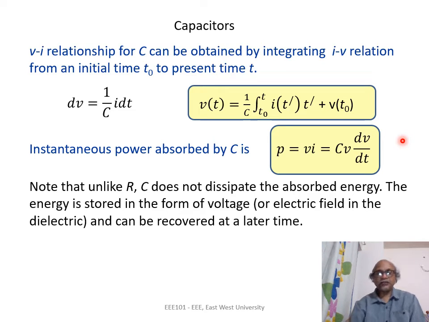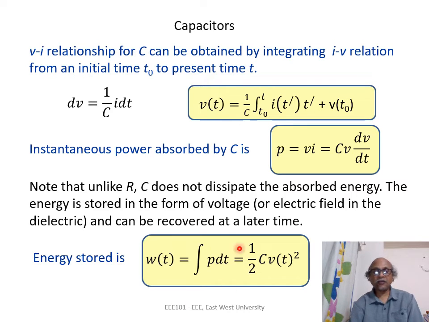So for a given voltage across the capacitance, how much energy is stored in the capacitance? We can find it by integrating the power. Energy is integral of power. So at time t, the energy stored in the capacitance is equal to 1/2 CV square, where V is the voltage. This is also a very important relationship for a capacitance.